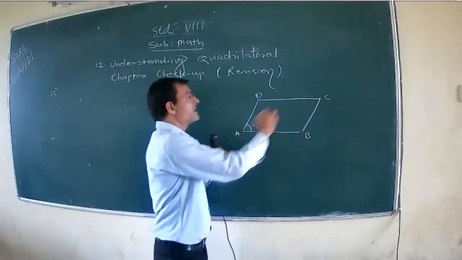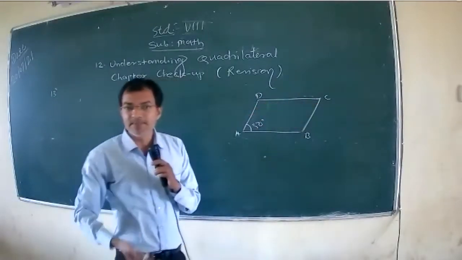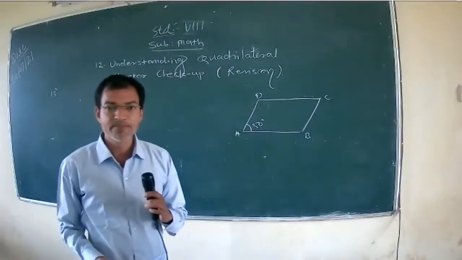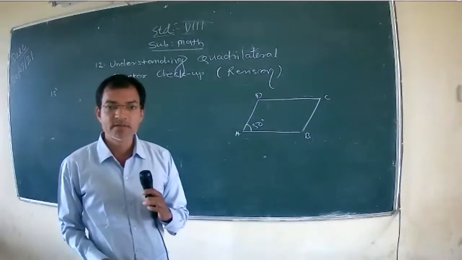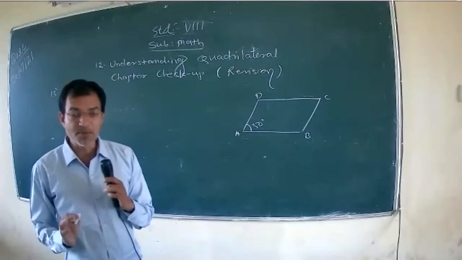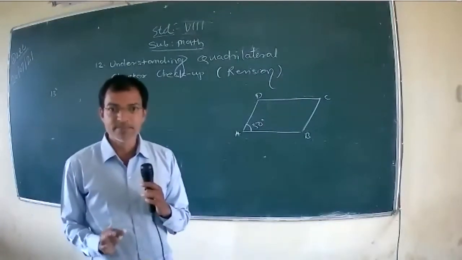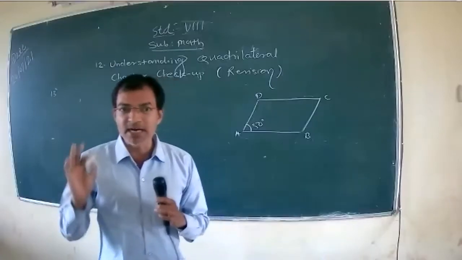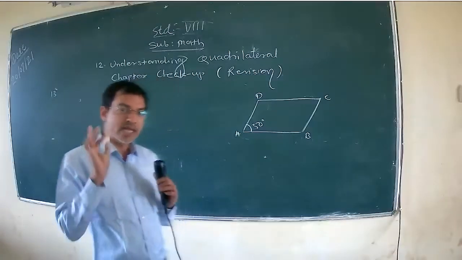Can you tell me directly what is the angle measurement of angle C? 50 degree. Why? What is the reason? Ma'am, because opposite angles are equal. Opposite angles of parallelogram are always equal. So directly you can write.